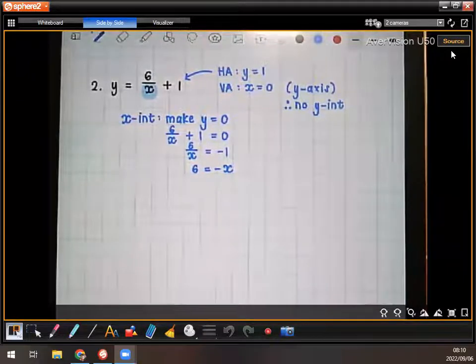You choose an x value. You just choose an x value. You don't choose a y value. The y value comes from the equation. You choose one x value, sub it into the equation of the graph. That's the y value.